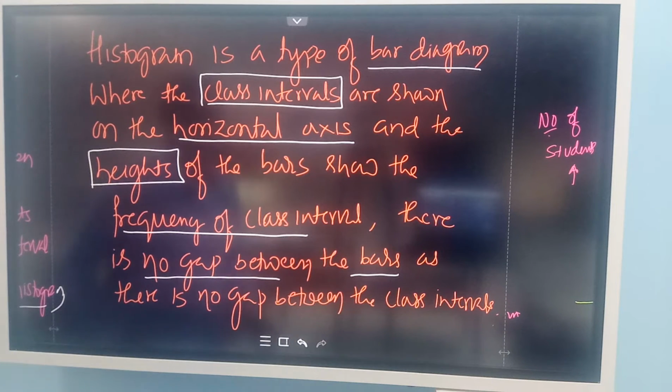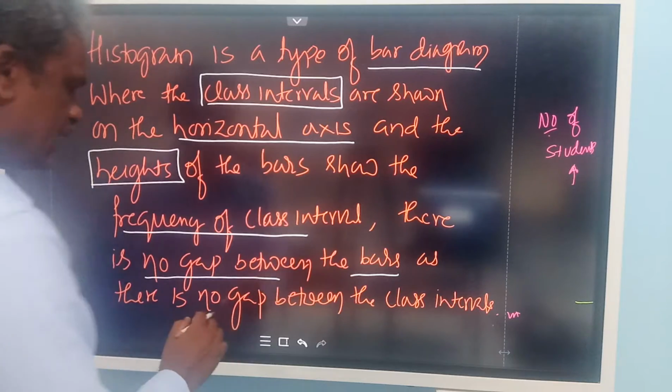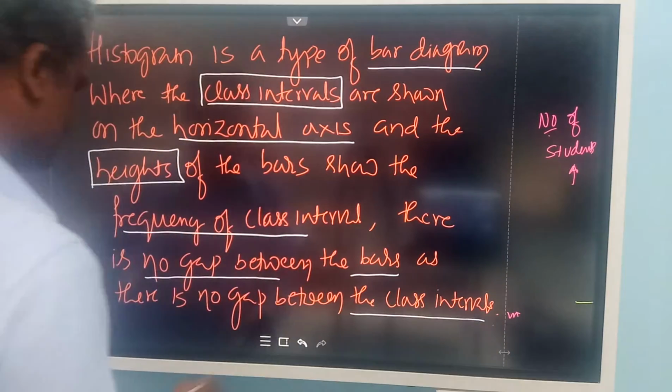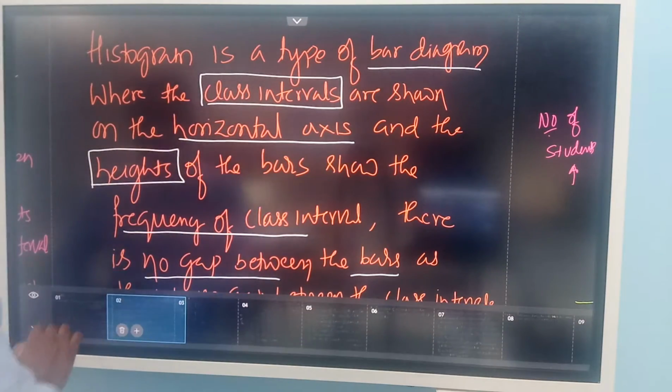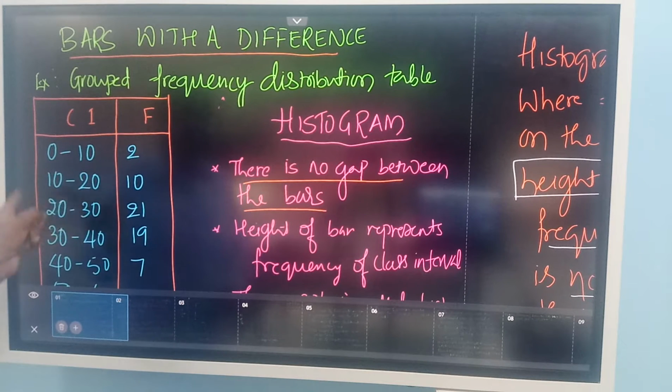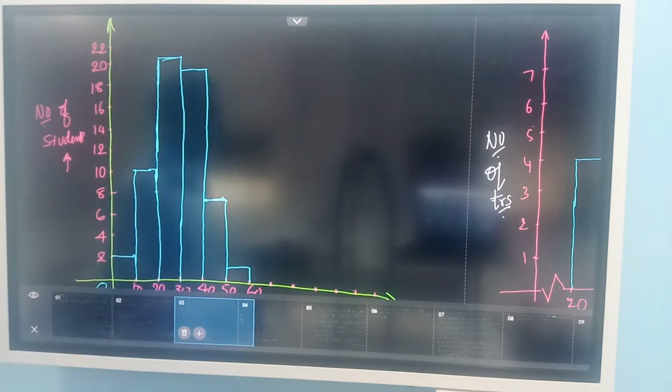Why is there no gap? Because there is no gap in the class intervals. You can see the class intervals: you don't find any gap here. 0 to 10, 10 to 20, 20 to 30. It is continuous. So there is no gap between the class intervals, and therefore there is no gap between the bars.